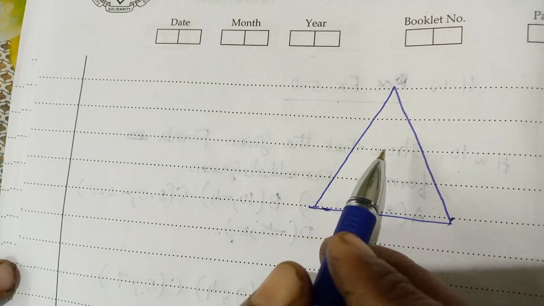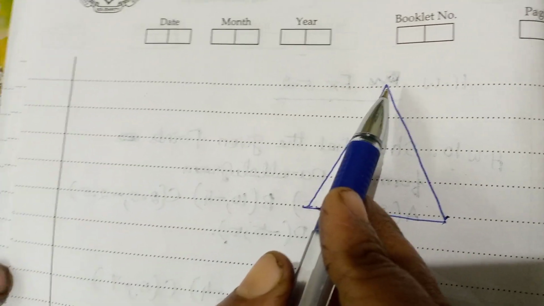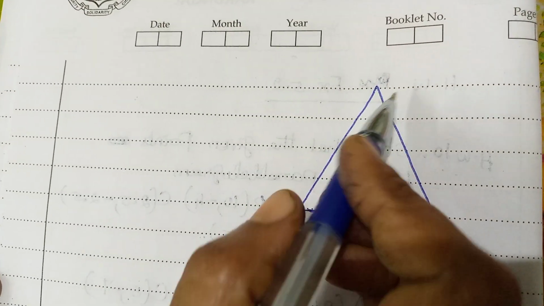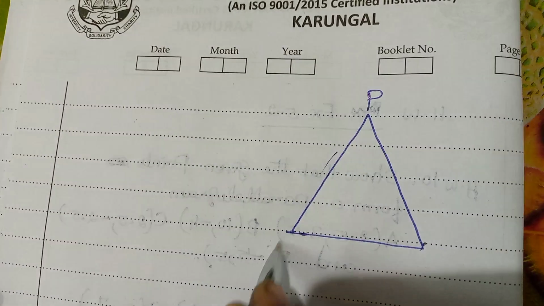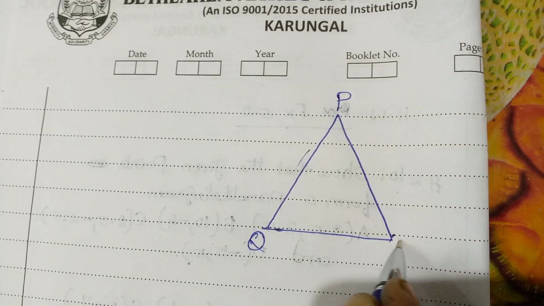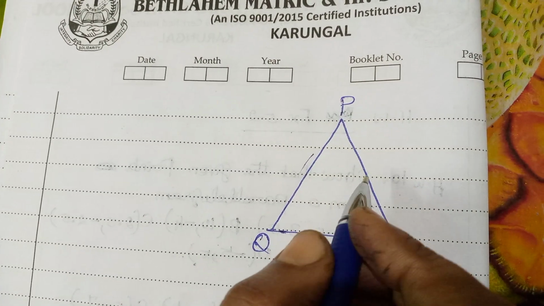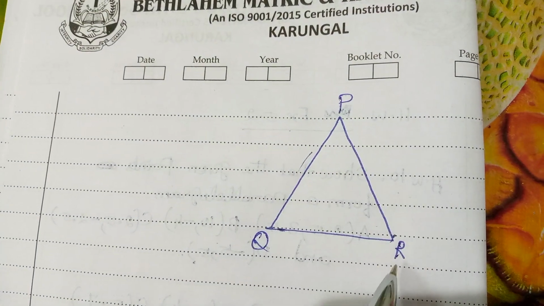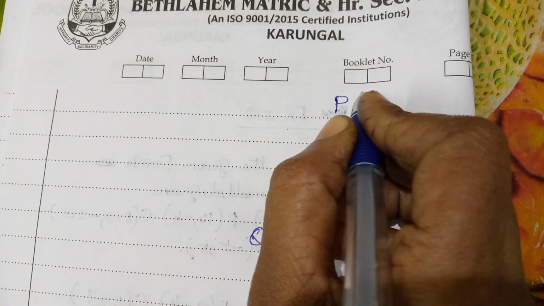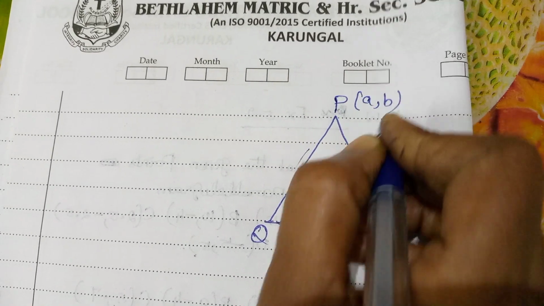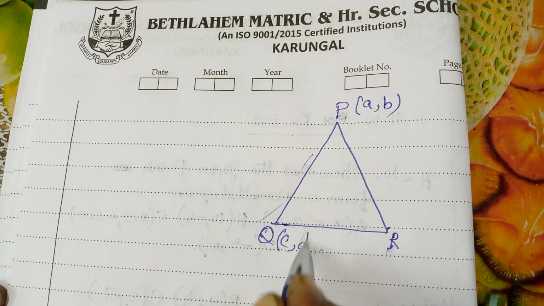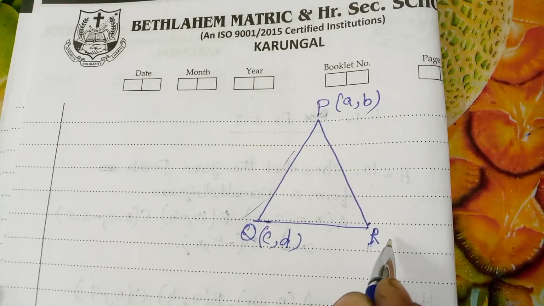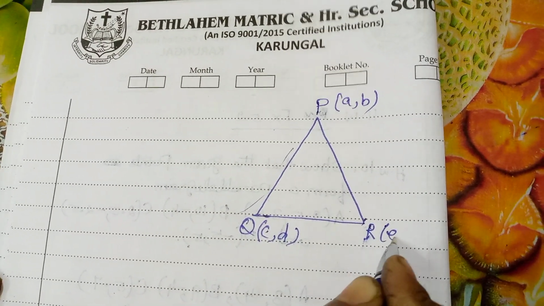First, let us use the diagram. By that you can understand the question: what is given, what you have to find out. So draw the triangle, name it PQR, otherwise ABC you can use it. The PQR vertices are not given. Let us take P of A, B, Q of C, D and R of E, F.